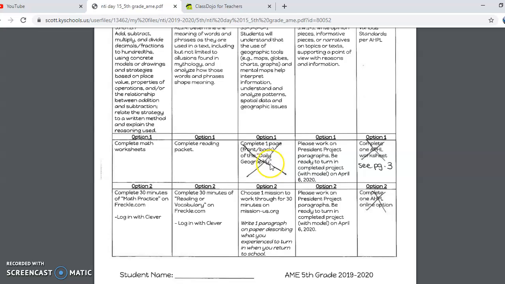That's why you don't have social studies technically today, and that your reading is focused on the social studies kind of topic. And then math sheets today will be working on multiplying and dividing decimals. If you'd rather, you could always do the digital option where you do Freckle for 30 minutes for math and for reading or vocabulary, your Mission US, 30 minutes on there, and then your paragraph to let us know what happened. And then obviously writing is your president project. Then you do have apples.